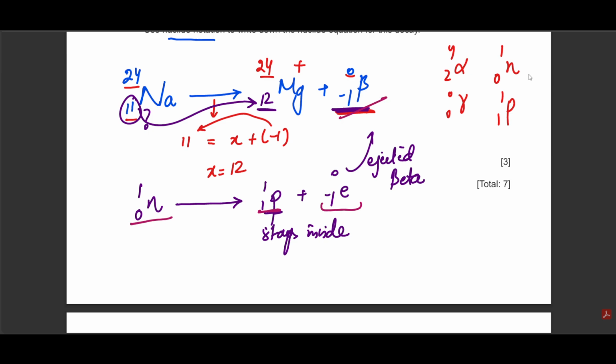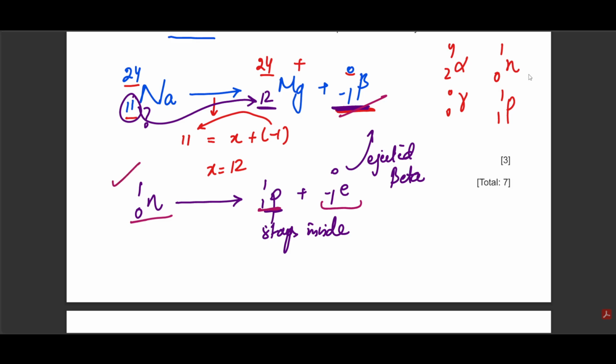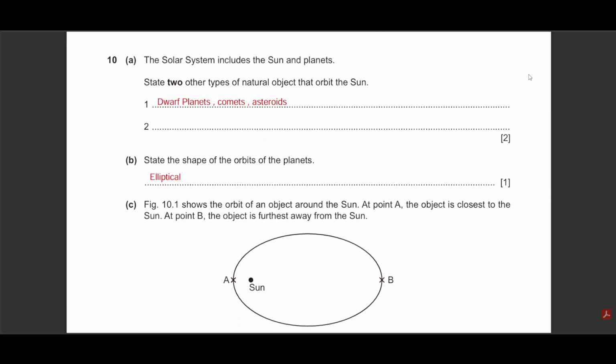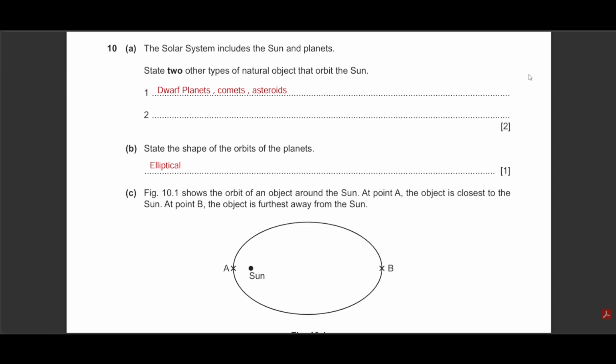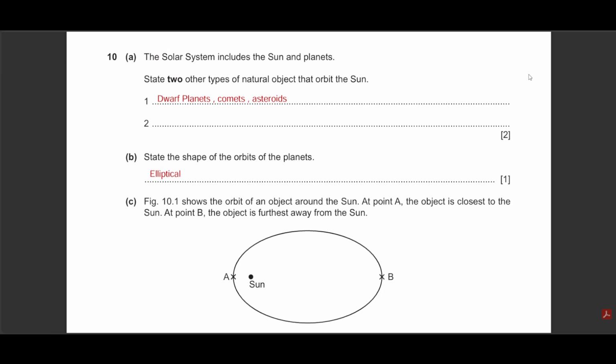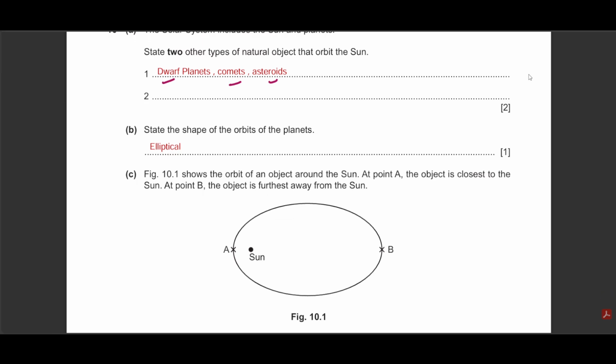This is what we get on the outside. This mechanism is also a part of your course. The solar system includes the sun. Again, the whole chapter is based on memory, very little logic in this. State two types of natural objects orbiting the sun: dwarf planets, comets, and asteroids. State the shape of the orbit: generally elliptical.